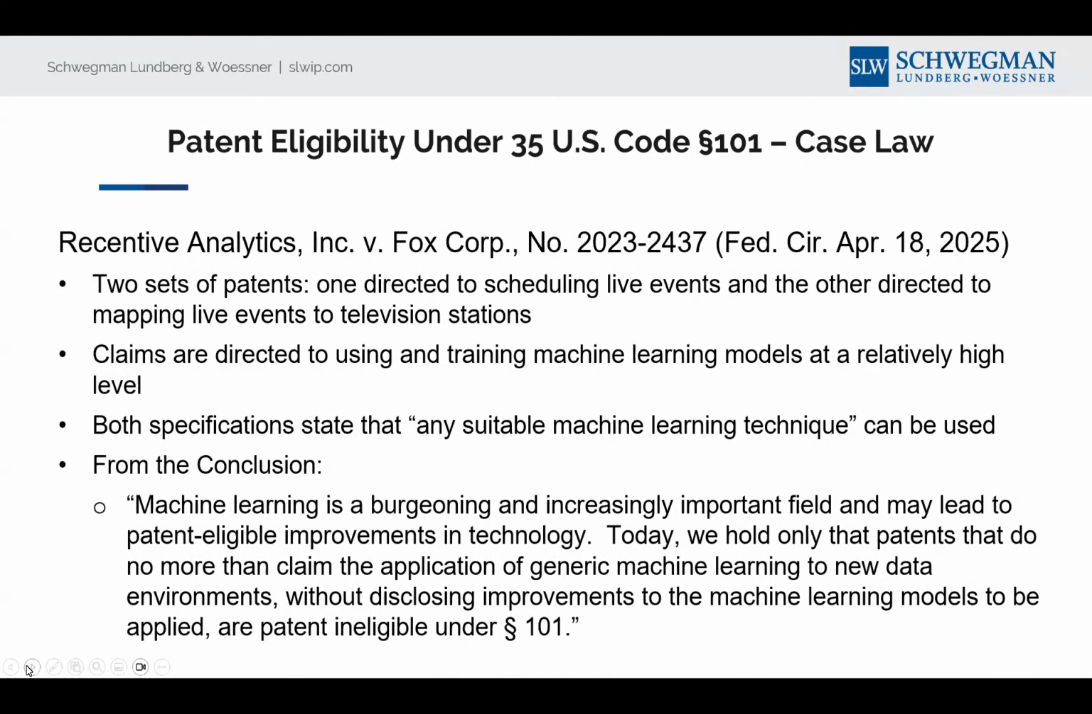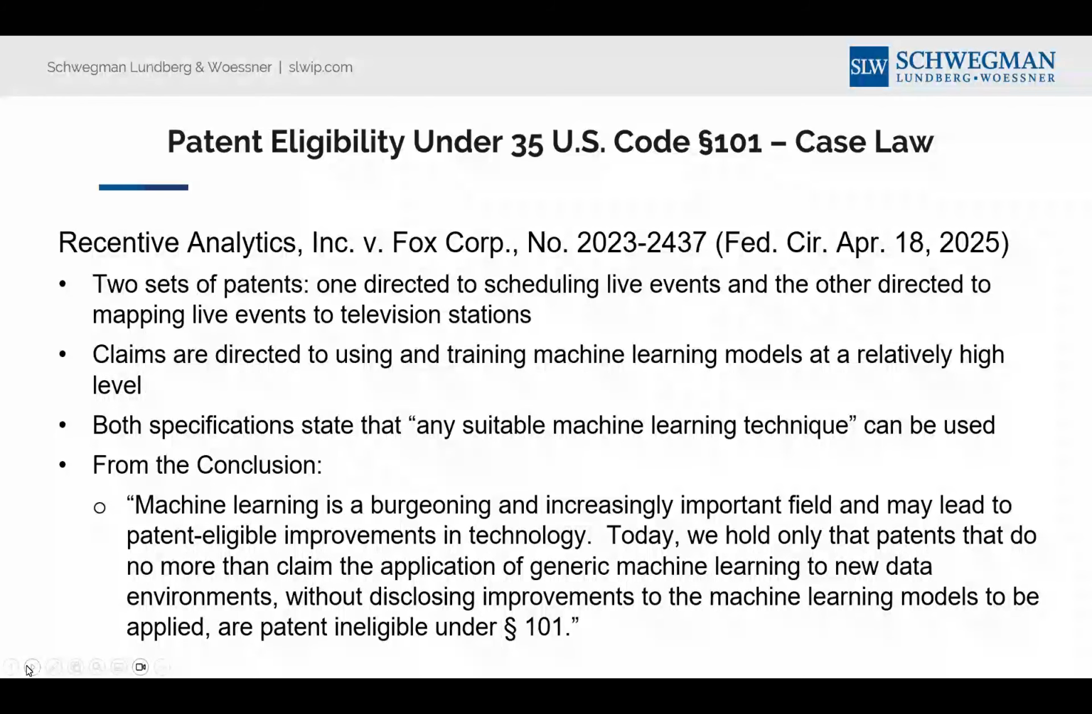The claims used machine learning models to determine which stations you could use to show these live events and when to schedule them, and the other was which stations would be able to show them. But it's really high level, and it basically just says machine learning is being used to perform a couple of different steps. In the specifications, there's no other detail to the machine learning besides that. Both specifications state that any suitable machine learning technique can be used. So it's very broad, super open.